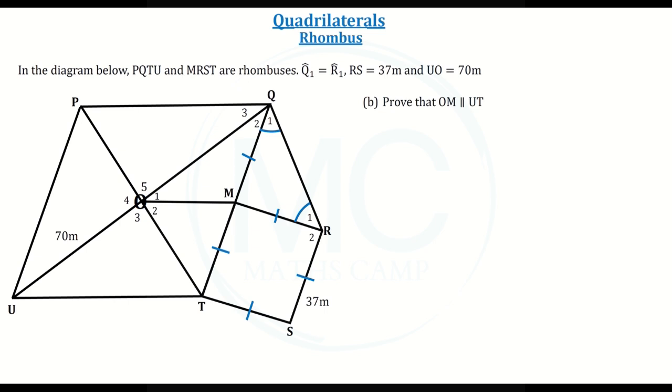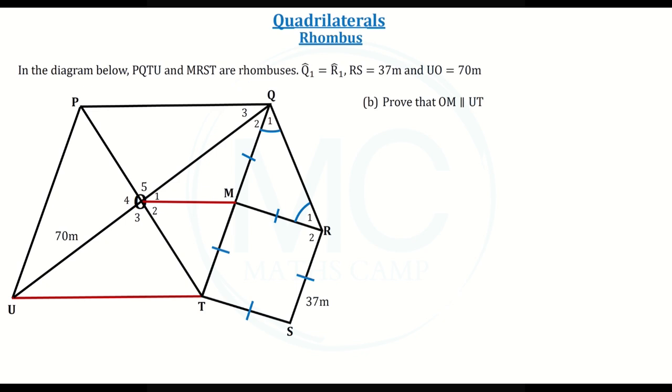Prove that OM is parallel to UT. Let's make OM red and UT red as well. We have said in previous videos that if you have two lines that are different sizes and you need to prove them parallel, there's a very high chance that you will need to use the midpoint theorem. So let's find the triangle that both of these lines sit on.